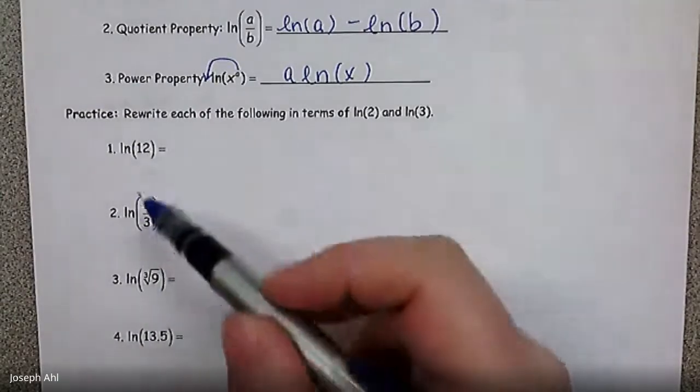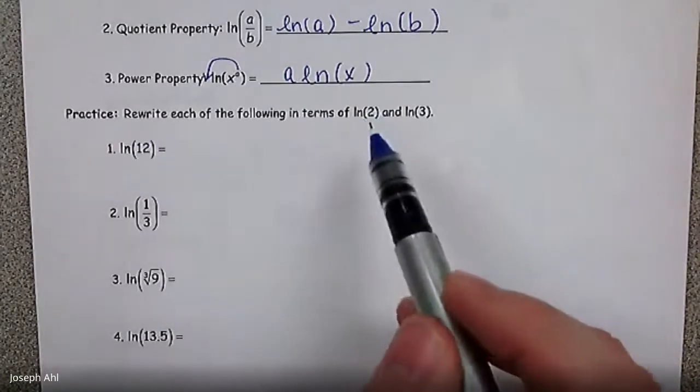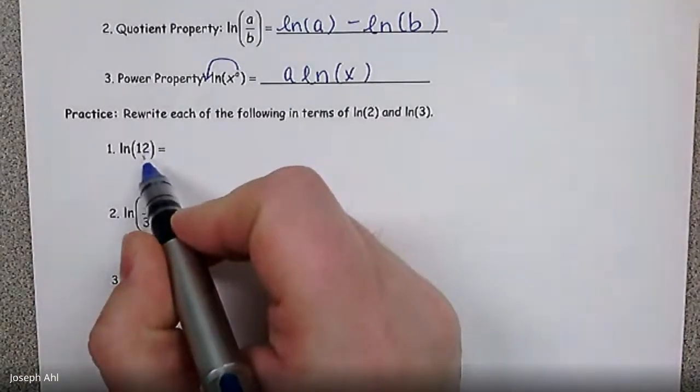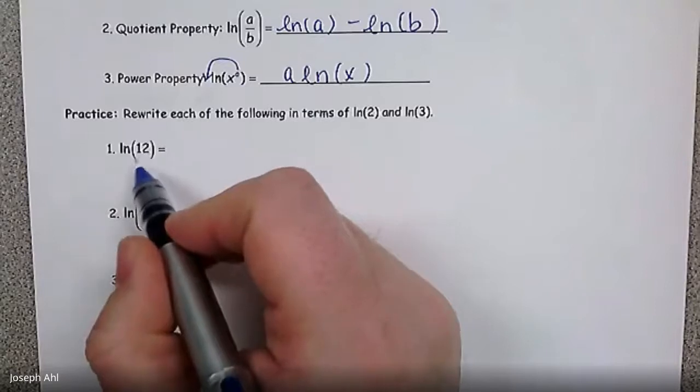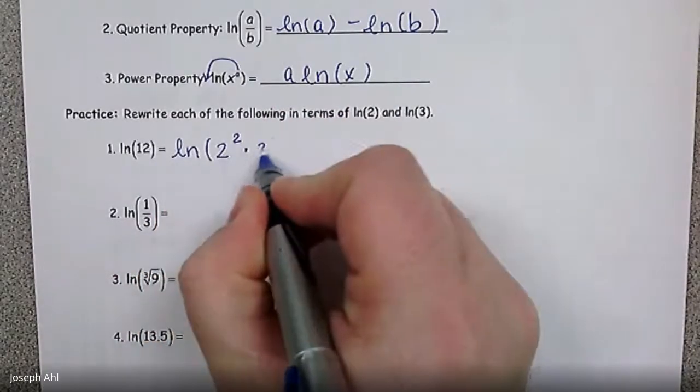What you want to do for each of these examples is break the number on the inside down in terms of 2s and 3s so that you can eventually expand and write it in terms of 2s and 3s. Well, hopefully it's jumping out to you that 12 is 4 times 3 and 4 is nice because it's 2 squared. So you can write the inside here as 2 squared times 3.